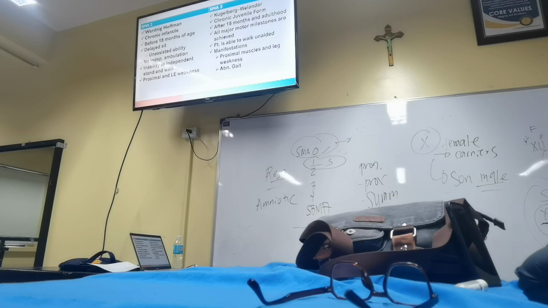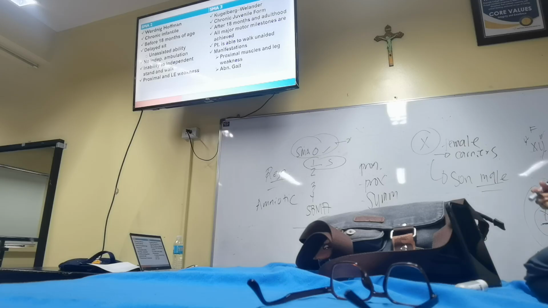Now, SMA 2 patients are able to sit. Is that clear? But it is only delayed. For example, if the milestone of a baby normally is sitting at 6 months, a baby with SMA 2 sits after a year. But they can sit down independently. Can they ambulate? No, they cannot. The only milestone that they can reach is sitting independently. They will not be able to walk or stand, and they will manifest with proximal and lower extremity weakness. Start with proximal and then go with lower extremity weakness.